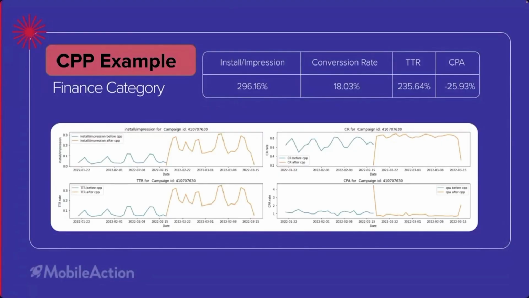And one example that I want to leave you off with here for the CPPs, this is an app that we have in the finance category, and this is the kind of better results that we were able to see. Almost a 300% uplift in install to impression ratio, 18% increase in conversion rates, 235% increase in tap-through rates, and an overall decrease of 26% in terms of CPA.